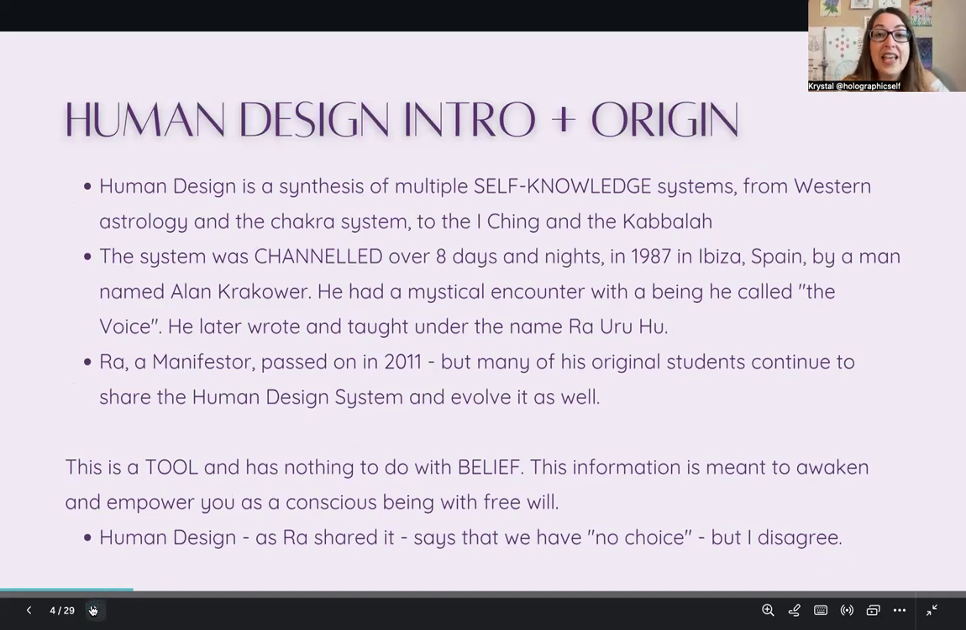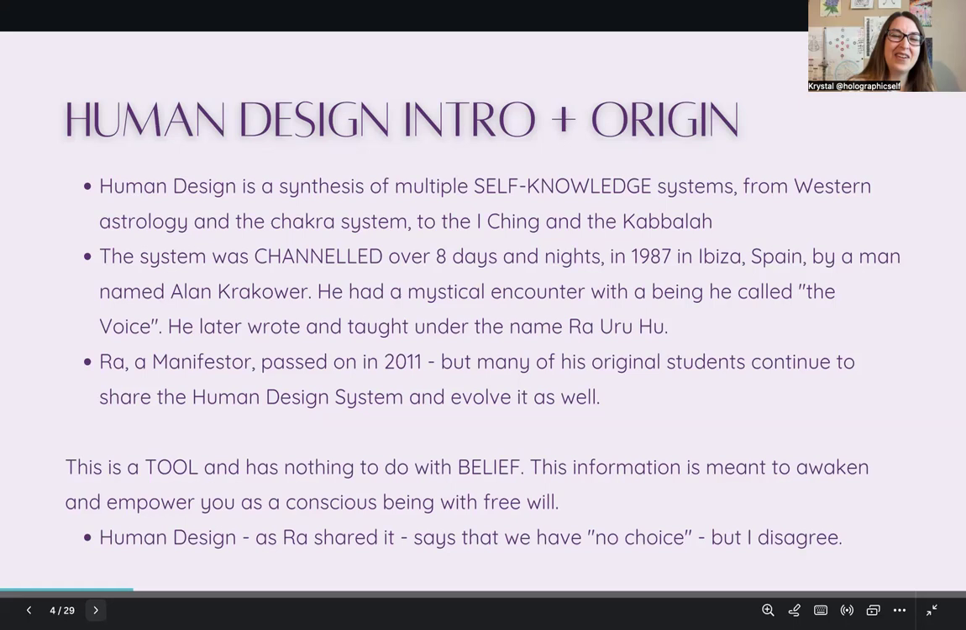Human design is a synthesis of multiple self-knowledge systems: Western astrology, the chakra system, the I Ching, the Kabbalah, even genetics. The thing is, it is a channeled system, so the sum of the parts doesn't always come back to what the parts actually are. It doesn't always make sense. As a channeled system, it came through a particular person called Ra. At the time, his name was Alan Krakauer. In future, he went by Ra Uru Hu. This was in 1987 in Ibiza.